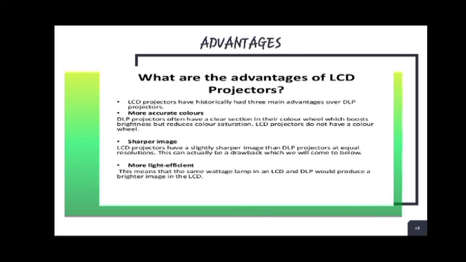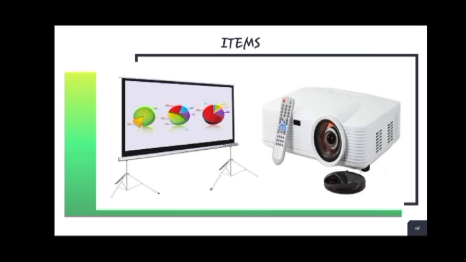Advantages. What are the advantages of an LCD projector? LCD projectors have historically had three main advantages over DLP projectors: more accurate color, sharper image, more light efficient. Items: these are the basic 3 or 4 items which are required to make a presentation on an LCD projector. First, an LCD projector, a remote, a screen and a controller.